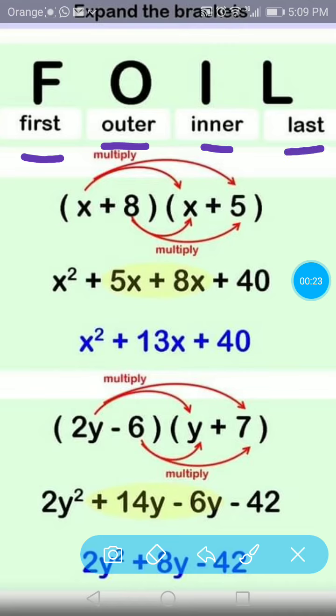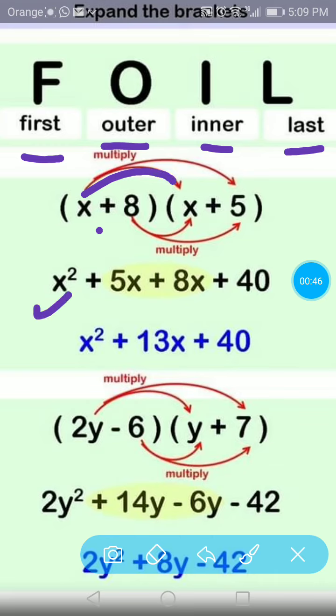How? As we have here, x plus 8 times x plus 5. Let's follow our key here. First, you multiply first by first, which is x by x, which is x squared.